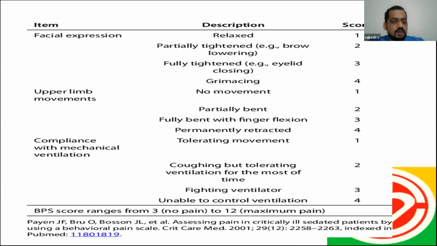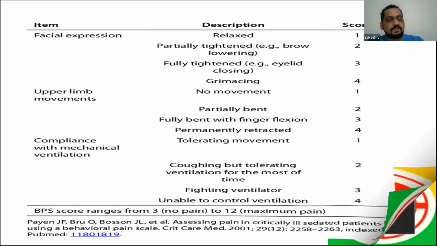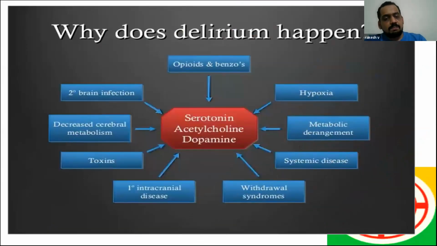Of all these, which we commonly follow is the behavioral pain scale, wherein we have three parameters, and each parameter has a score of 1 to 4. The score ranges from 3 to 12, with 3 being no pain and 12 being the maximum pain. So this is one way of measuring the pain.